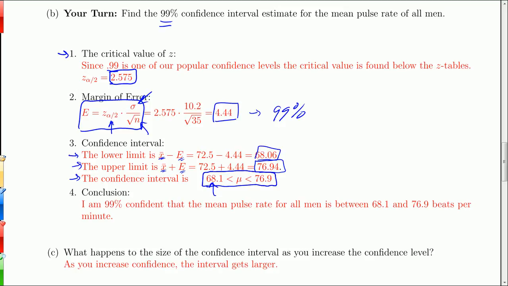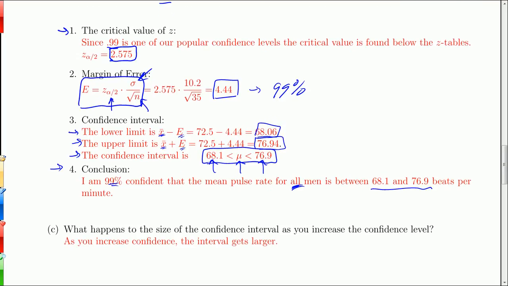There's the lower limit and the upper limit, and I stick mu in between, signifying that my estimate is that mu is between 68.1 and 76.9. Concluding statement: I am 99% confident that the mean pulse rate for all men, again that's important, is between 68.1 and 76.9 beats per minute.